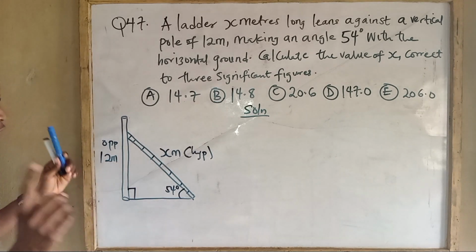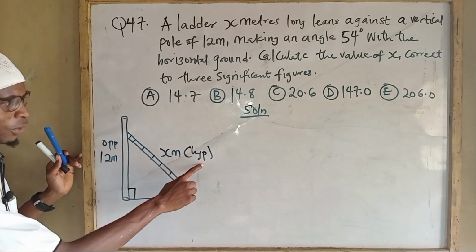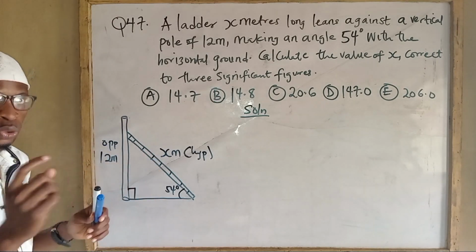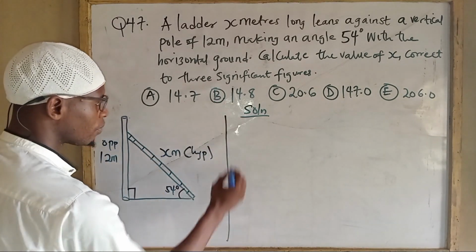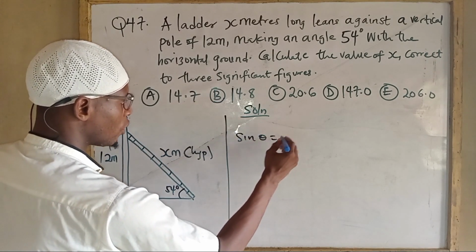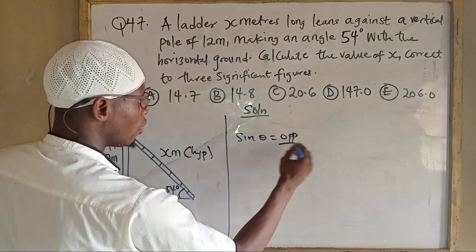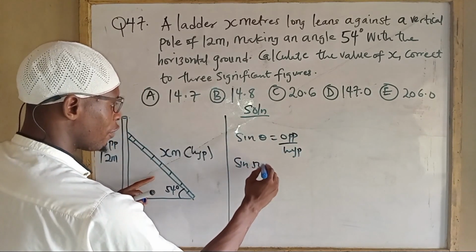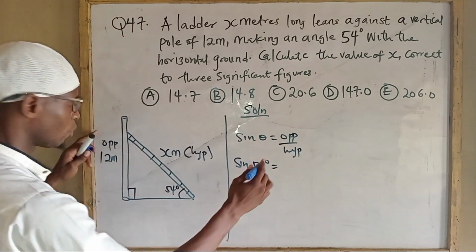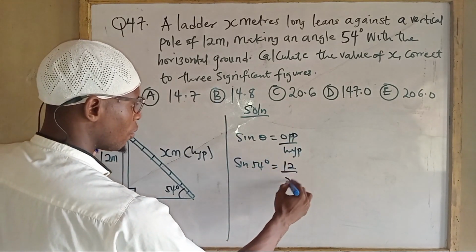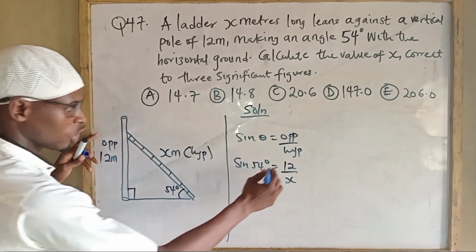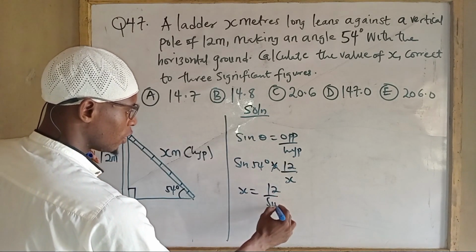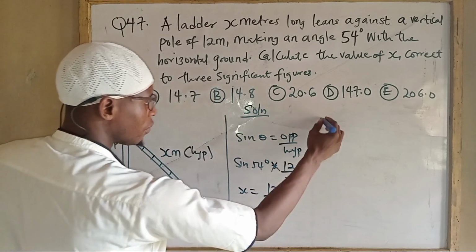So we have to find the connection between opposite and hypotenuse from SOH CAH TOA. So the only one that connects opposite and hypotenuse is what? Sine. Sine theta is equal to opposite all over what? The hypotenuse. So that will be sine 54, opposite, which is 12, all over X. So if you cross multiply, x will be equal to 12 divided by sine 54.